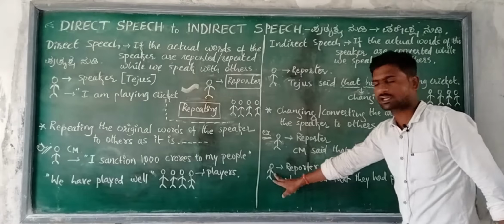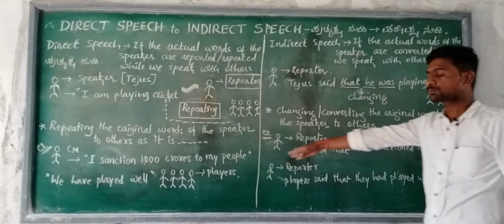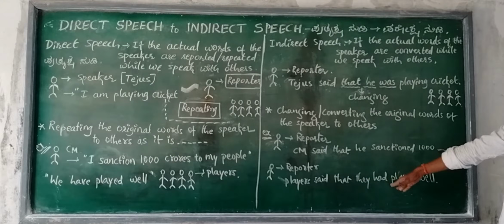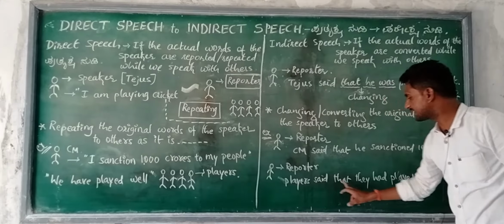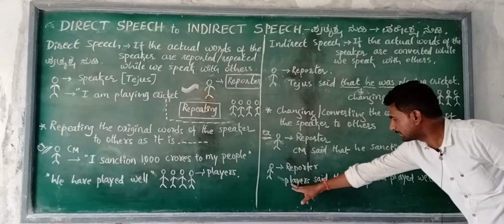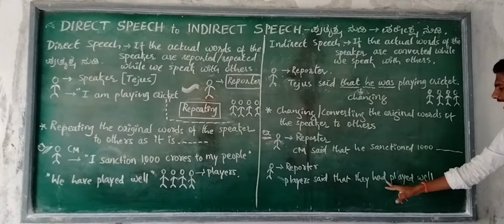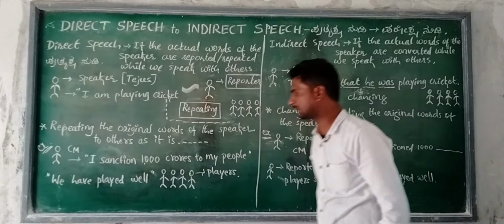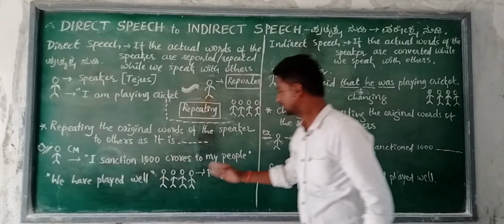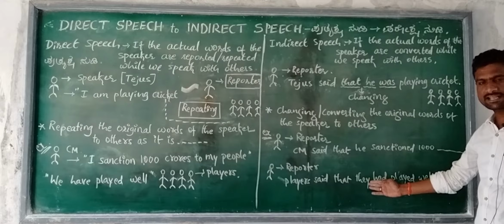Here is also a reporter, and he is going to report the statement of the players. Reporter said that, players said that. The reporter is reporting, players said that they had played well. And in this statement, we have played well. We means who here? Players. And here players is known as they.